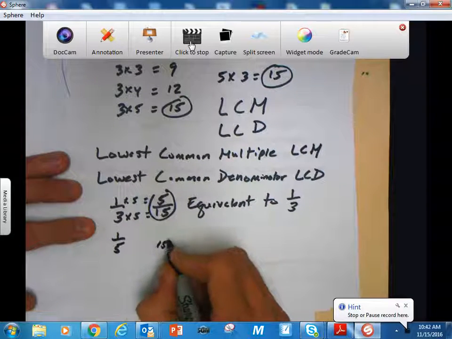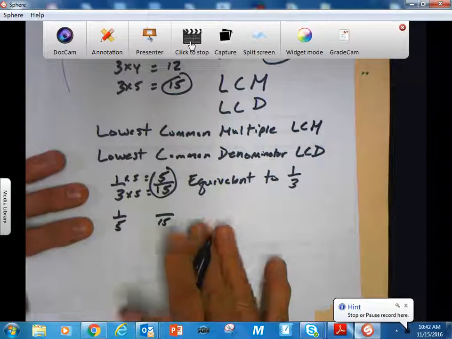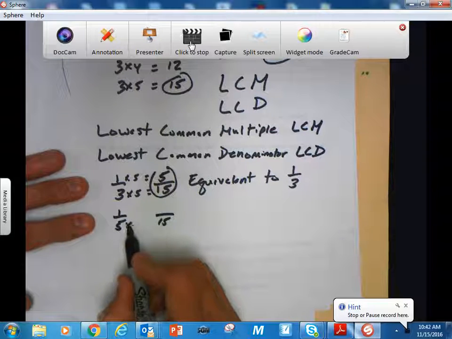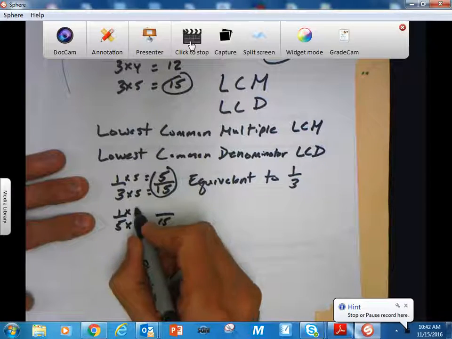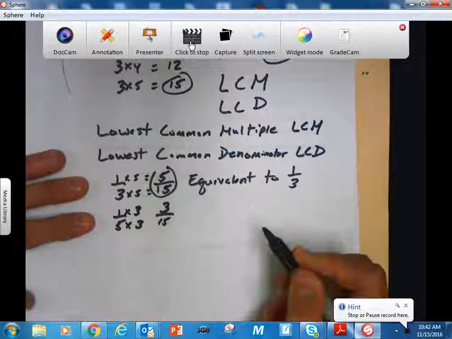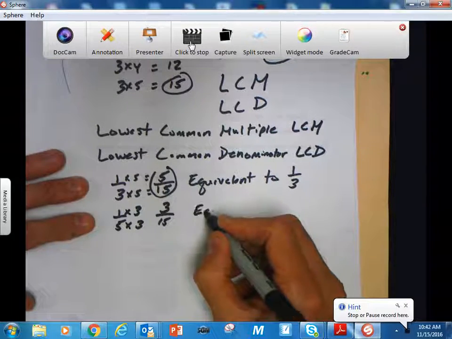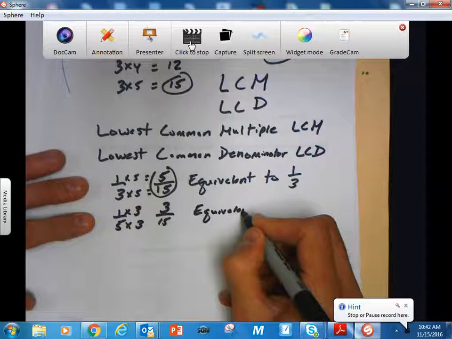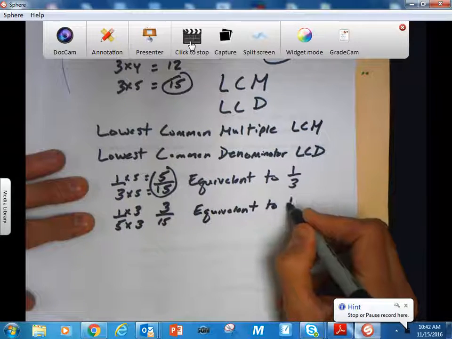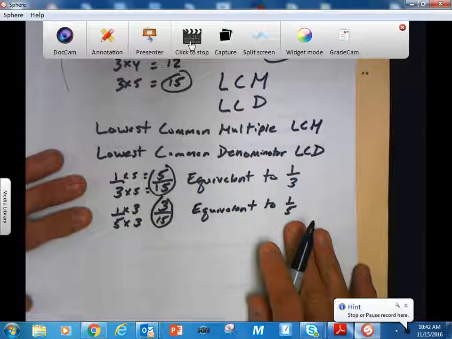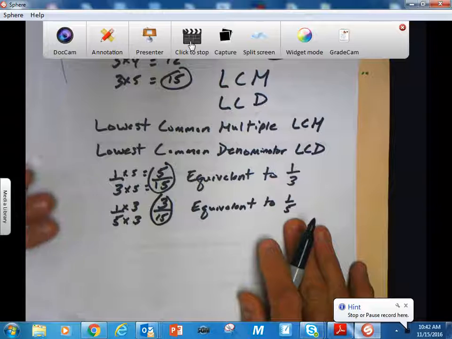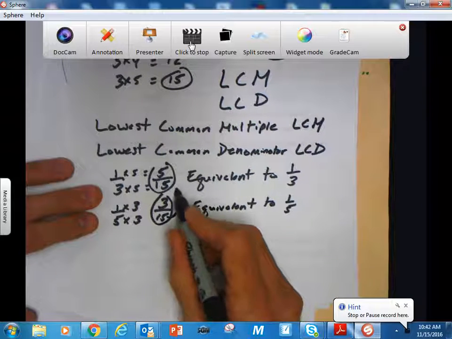And my 1/5 that I'm working with, if I find an equivalent fraction to 1/5, I know that 15 is our common denominator. I'm going to multiply now by 3. 5 times 3 is 15, so 1 times 3 is 3. This is equivalent to 1/5. 3/15. Now I can either add or subtract these fractions because I have the same denominator.